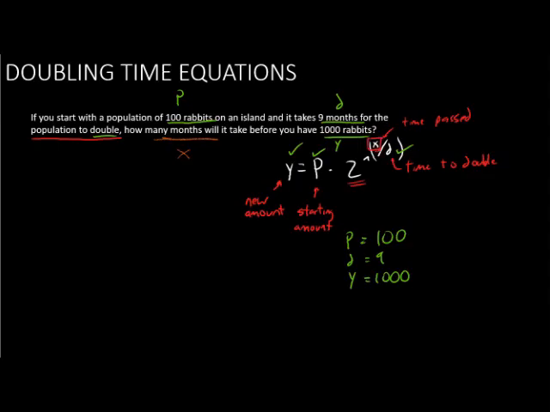Now let's place the numbers that we do know. The y on the left is 1,000. The p on the other side of the equal sign is 100. Multiply times 2 raised to the x over the doubling time, which is 9 months. Here we have another exponential equation. For an exponential equation, we need to get the exponential by itself, then take a log.